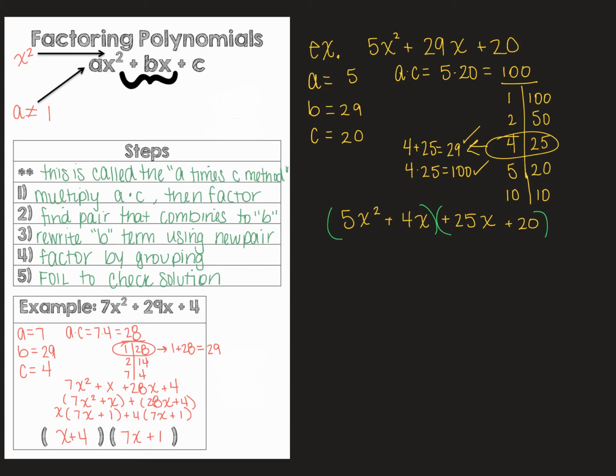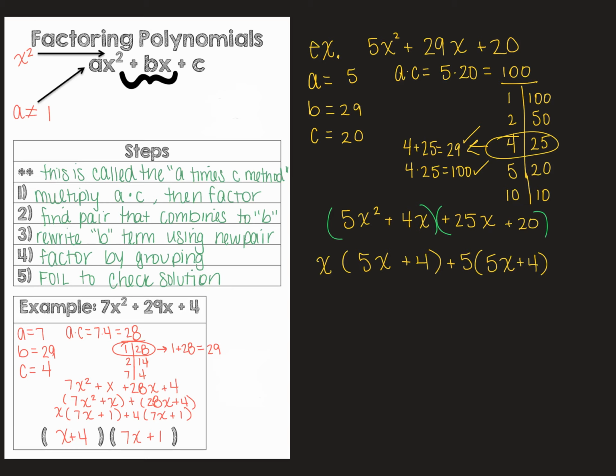Now we pull out what we can. So out of our first group, their GCF is only going to be 1x. So that means when I'm factoring out that x, I'm left with a 5x plus 4. For our second group, we have to figure out the GCF between 25 and 20, and that's only going to be 5. So we can pull out a 5, and again, we're left with a 5x plus 4. So this is fantastic. You want to make sure that these are exactly the same. And again, these are the steps from factoring by grouping if you need help.